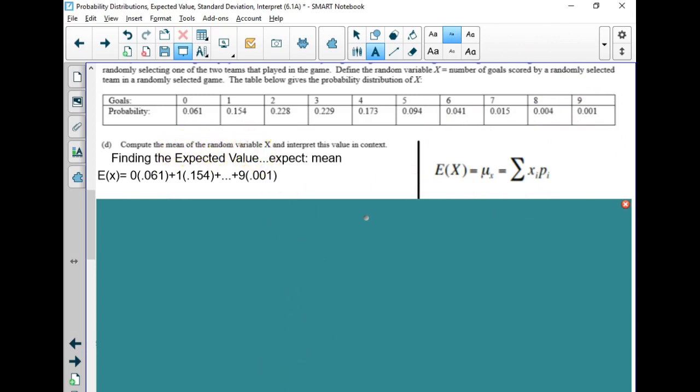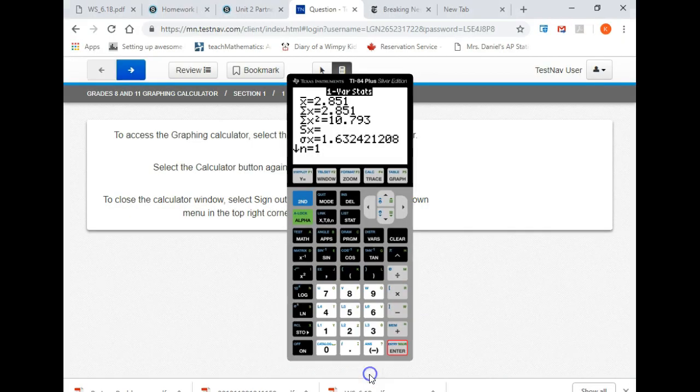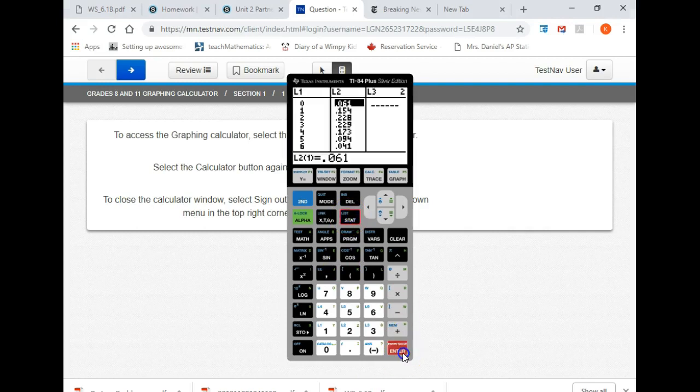Okay? Let me show you how to do it in your calculator now. In your calculator, you're going to hit Stat. You're going to hit Edit. And in L1, you're going to enter all of the games. I'm sorry, not the games, but the goals. And in L2, you're going to enter the probability of those goals. So pause and do that now.